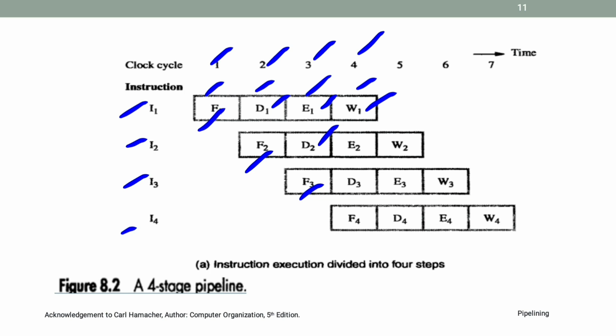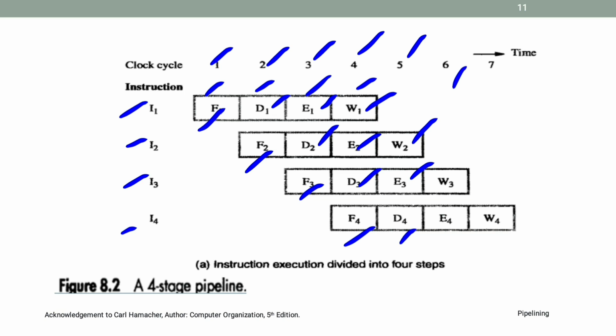So during write phase of first instruction, execution of second instruction is done. At the same time, decoding of third instruction and fetching of fourth instruction is also performed. During fifth clock cycle, the write phase of second instruction is done. That is, whatever result is obtained after the execution of instruction 2, that is written on to destination location. At the same time, execution of the third instruction and decoding of fourth instructions are performed.